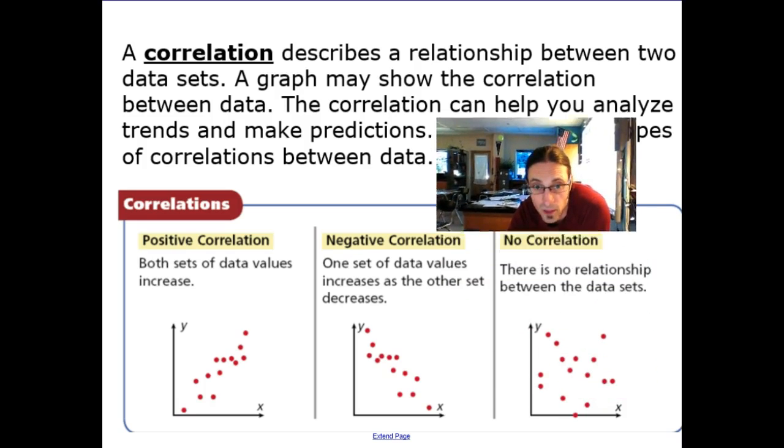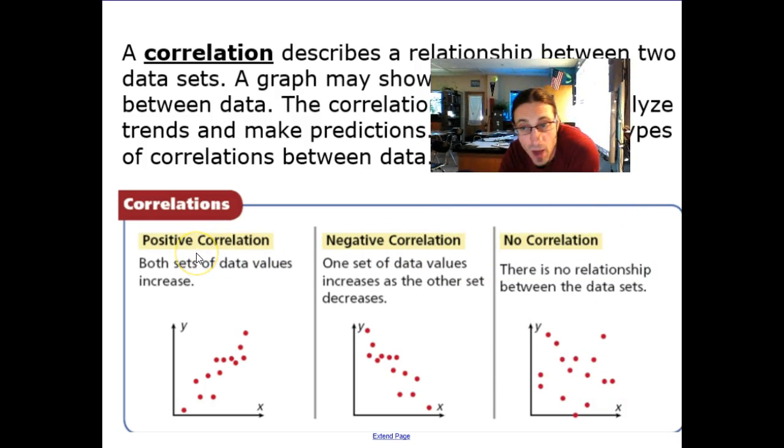Let me get my picture out of the way. You have a positive correlation, where as the value of x increases, so does the value of y. You have a negative correlation, or downward slope. As you increase x, the value of y goes down. See, as I go this way, it goes down.